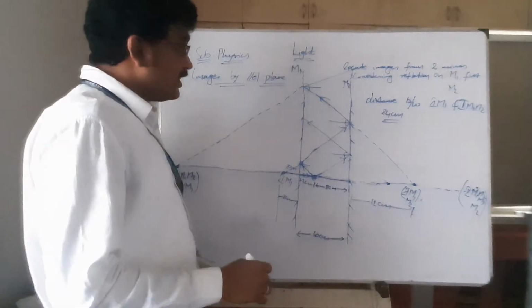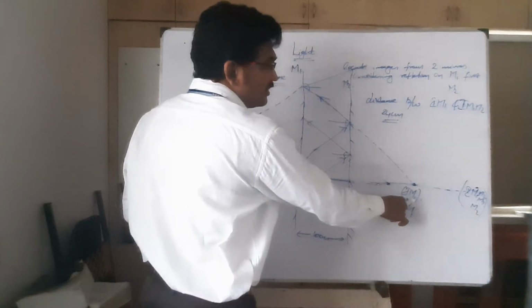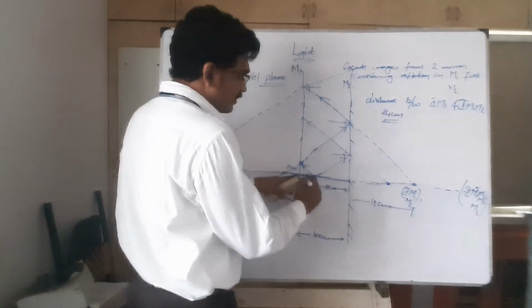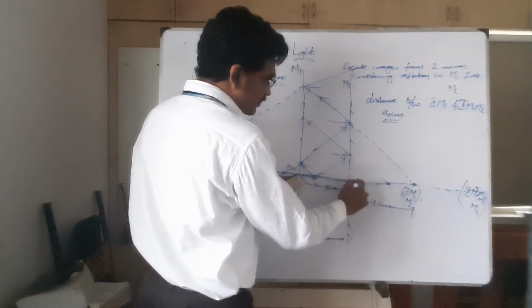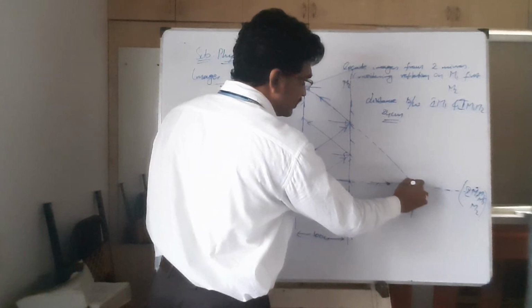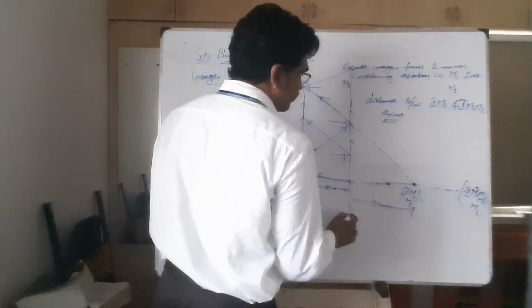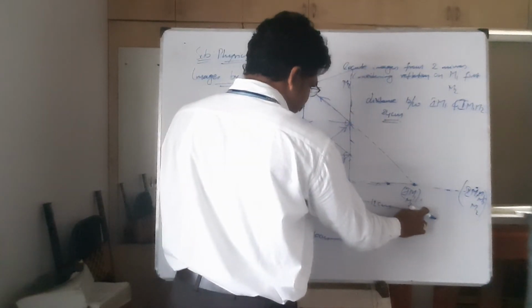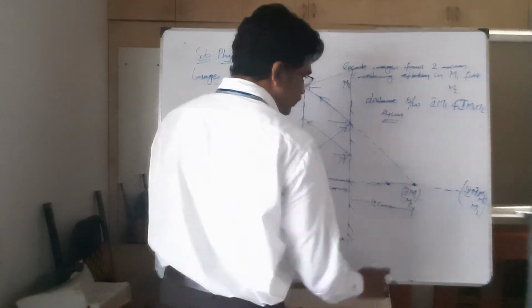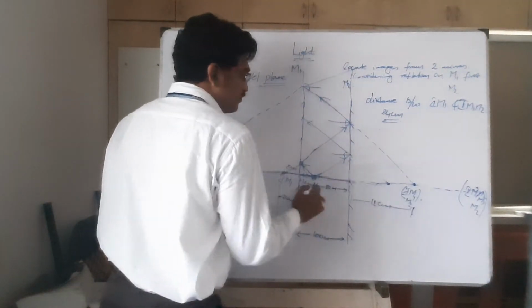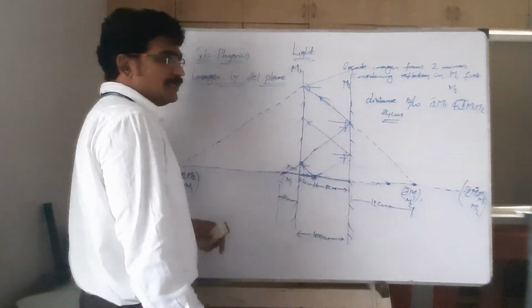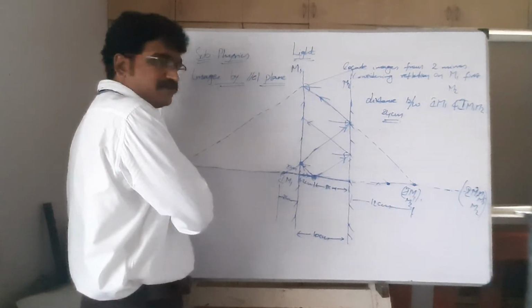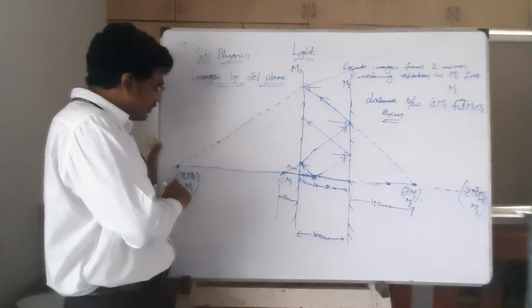For example, sometimes they ask the question, at what distance is this image from M1? From M1, then what do you do? At what distance is this one? From M2 it is 12, and this distance is going to be 10 plus 12, that is 22 centimeters. Now this is from M1, this point is at 22 centimeters. Similarly, we can calculate the distance of this one also. At what distance does it form?